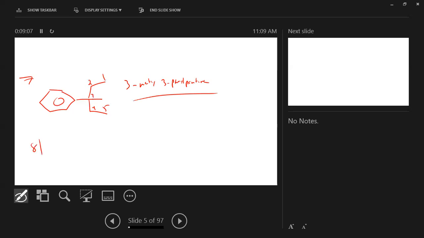Eight is something they want you to draw. It says draw 4-ethylphenol. So we draw a phenol group. They want you to put the double bonds in. Put the OH here, and we'll put the ethyl group there. So that's what they wanted.